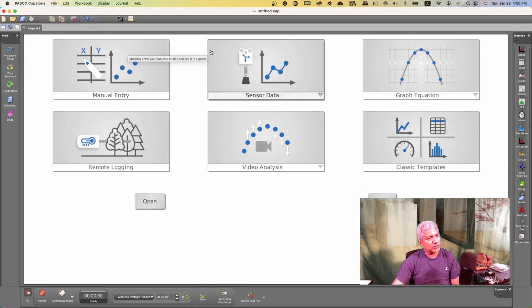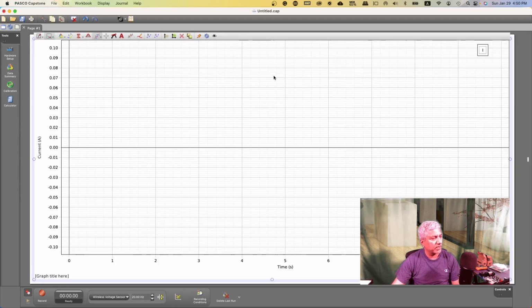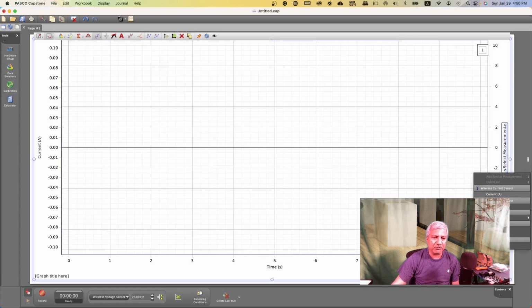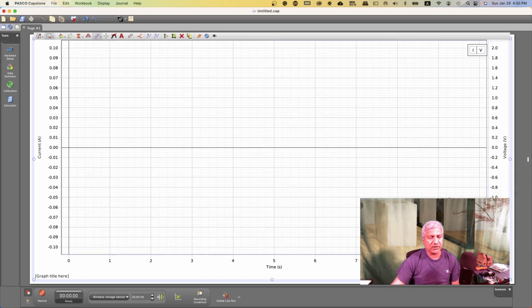And then go to the sensor data. Click on that, left click on that. And you see that there is time and current already. But we need to measure both current and voltage. Therefore, we can add another y-axis by going up to this tool. There, click on that. It says add new y-axis. So click on that. It adds another y-axis. Go to select measurement and pick voltage, since you already have current.